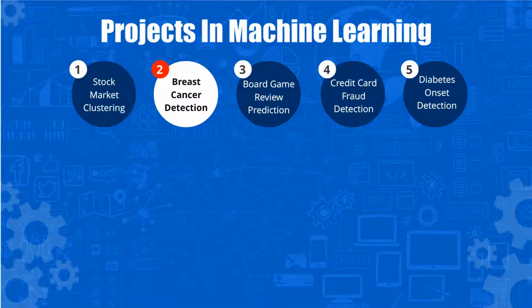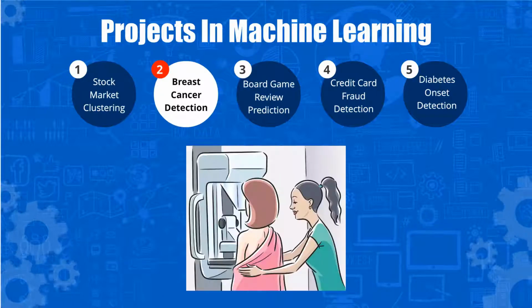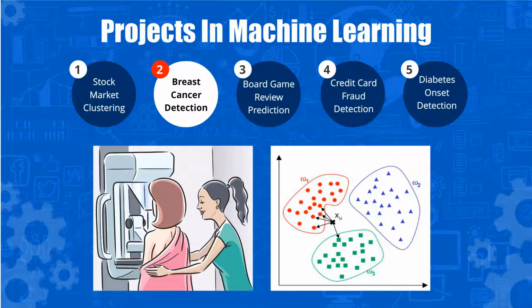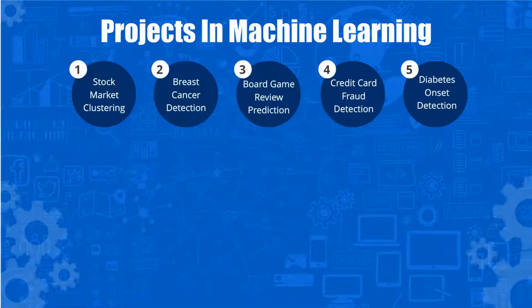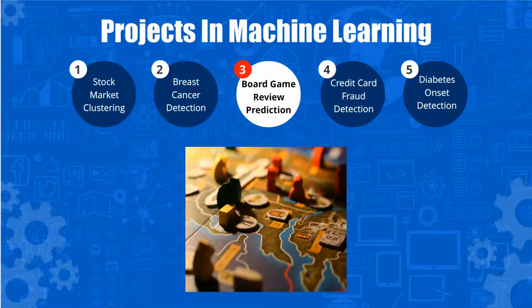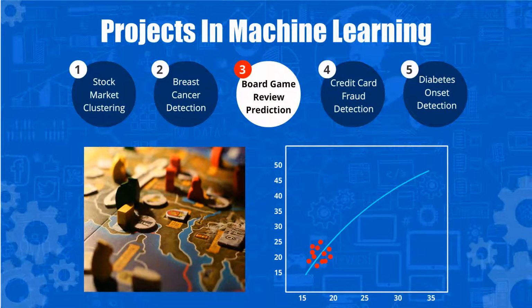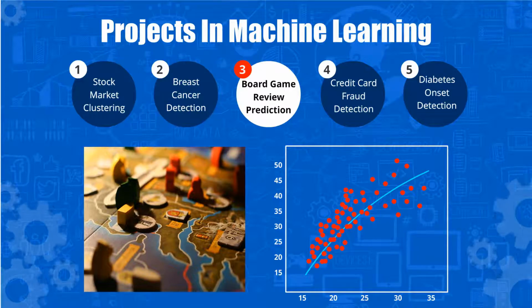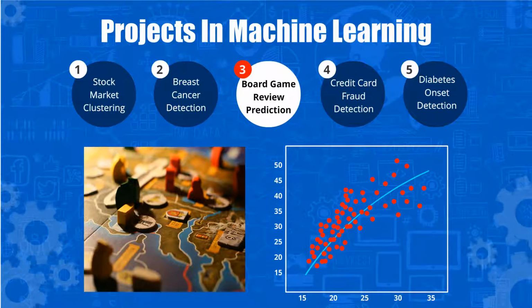In the second project, we're going to detect breast cancer malignancies by using a support vector machine. We're also going to use a k-nearest neighbors algorithm to compare and contrast the performance with the support vector machine. In the third project, we're actually going to be predicting board game reviews. In that project, we will predict the average reviews on a board game based on characteristics such as difficulty, length, and number of players. This will be accomplished by performing linear regression analysis.